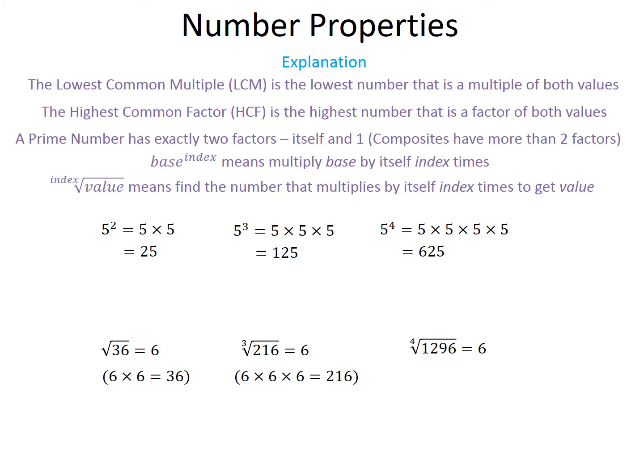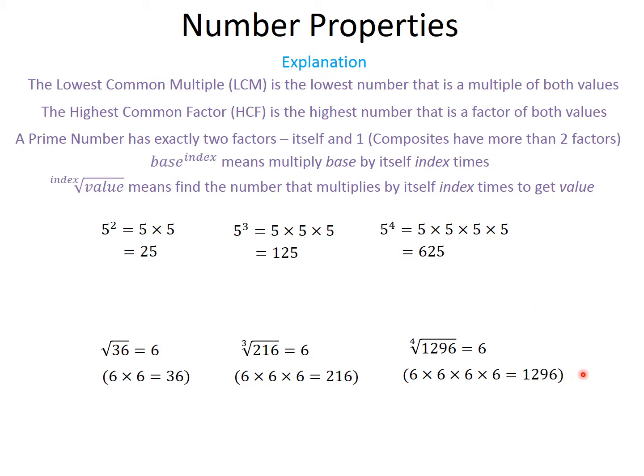And I could put a little 4 up there. I can put whatever number I want to. So if I put a 4 up there, now I'm looking for something that multiplies by itself 4 times to get whatever number is in here, 1296. And in this case it's 6 again. I've chosen the numbers inside the root signs in this case to always have the answer of 6. And so 6 times 6 times 6 times 6 is 1296. So that's why the answer is 6.